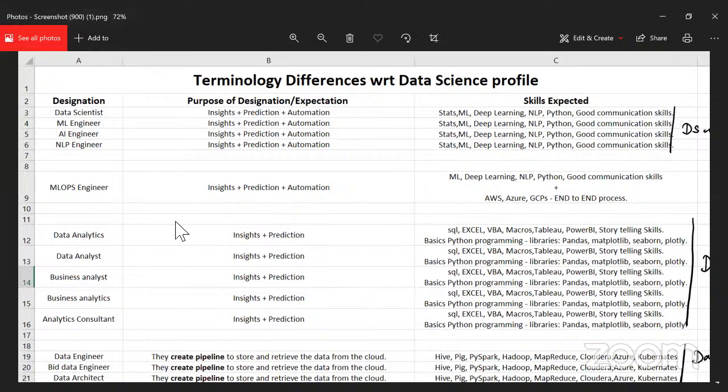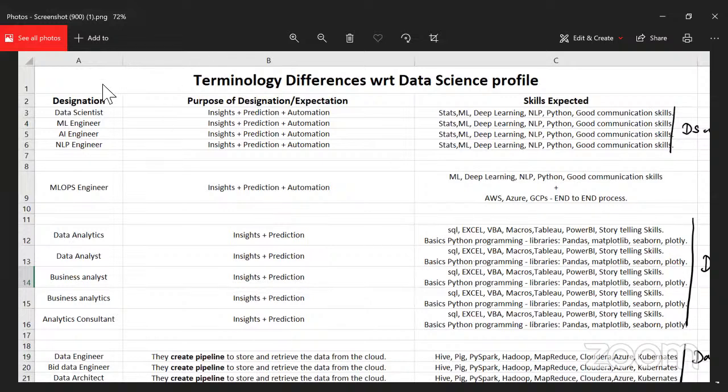The timeline to become a data analyst is about 3 to 4 months. Within 3 to 4 months, you can master the skills and get selected as a data analyst. If you're going for data analyst interviews, the first priority goes to SQL, whether we call it MySQL or SQL. So the first priority goes to that area.